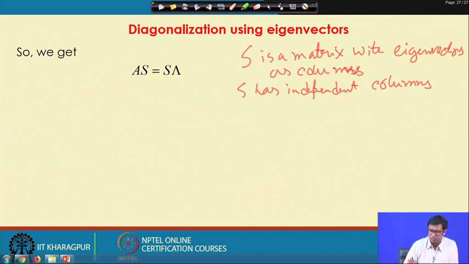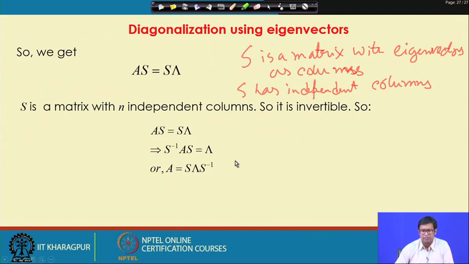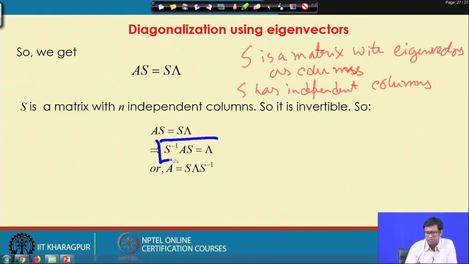So, as the matrix S is an n by n matrix with n independent columns, S should be invertible. So, I can multiply the left hand side and right hand side by S inverse, and write S inverse A S is equal to lambda. This is how we can diagonalize A: we pre-multiply by the inverse of the matrix which has the eigenvectors as columns, and post-multiply by that matrix again, and we will get lambda, a matrix with the eigenvalues on the diagonal. Or we can write A is equal to S lambda S inverse.